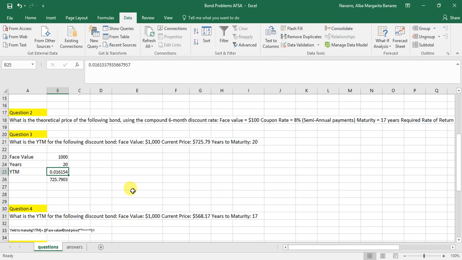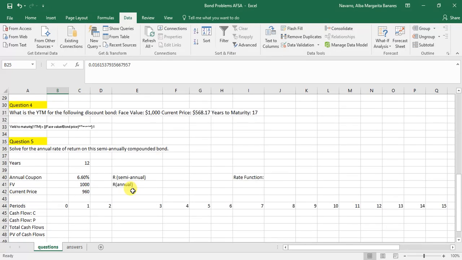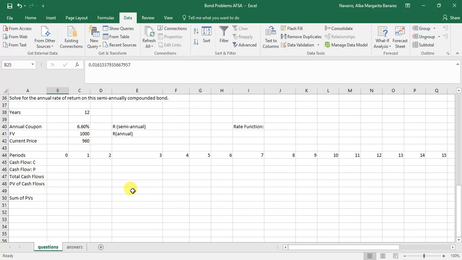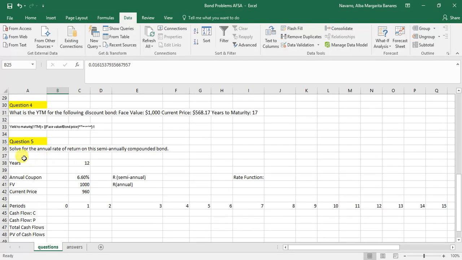I'm going to move on to the next question. Question 5. Solve for the annual rate of return on the semi-annually compounded bond. So we've got a bond, we're going to have it for 12 years. You have an annual coupon rate of 6.6%. Its face value is $1,000.